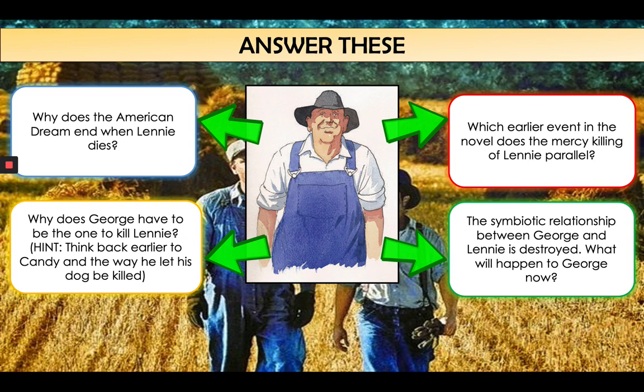And then the symbiotic relationship between George and Lenny is destroyed. So this idea that they're part of a whole, George and Lenny, that they work together, that they depend upon each other in some way.